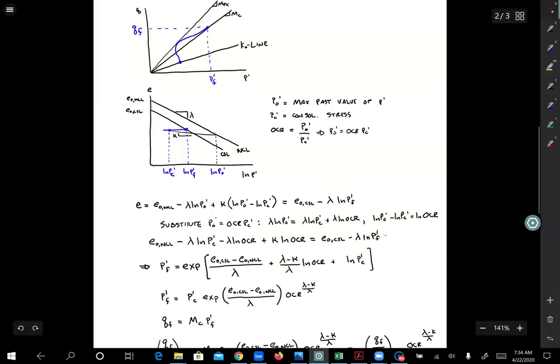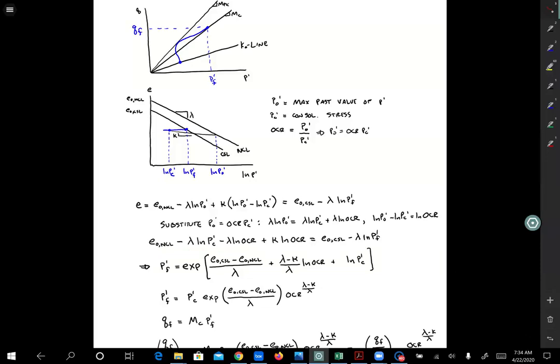So after making the substitution, we end up with this equation, and then we can solve for PF prime, and we get this one right here, right? It's the same as what we got before, except we have this new term right there in the middle, lambda minus kappa over lambda times the ln of OCR.